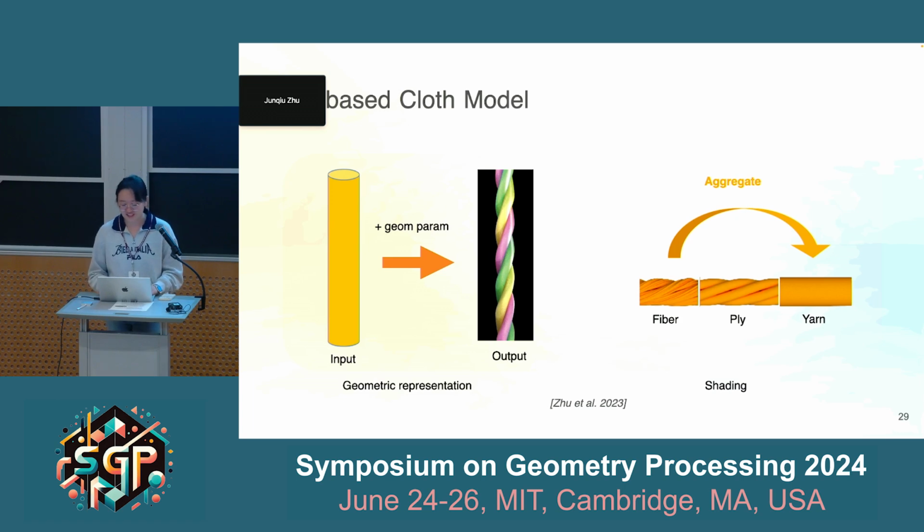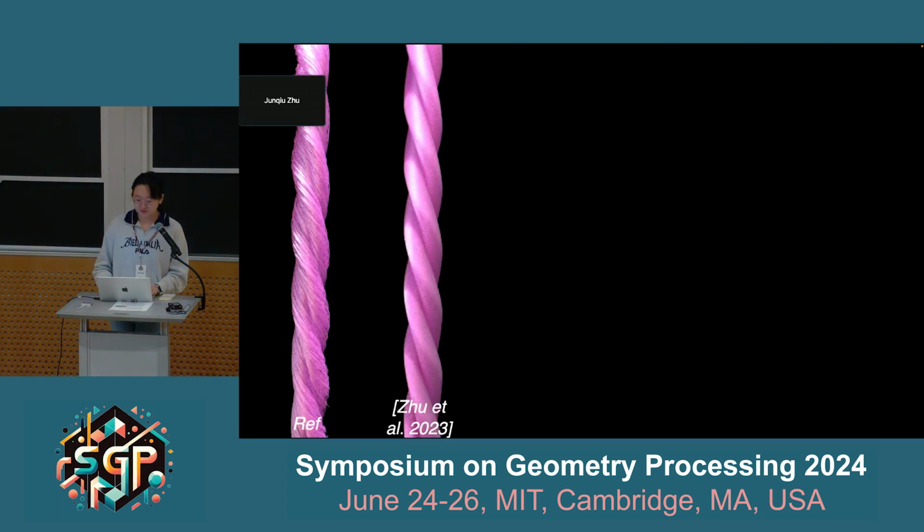And another curve-based method is the yarn-based. This method needs yarn as input and can be divided into 2 parts. The first part is the geometric representation, which can represent the ply level geometry by using a proposed implicit tracing method of the yarn. And for the shading part, this method can accurately aggregate the light scattering, which is physically based. Now I show some results.